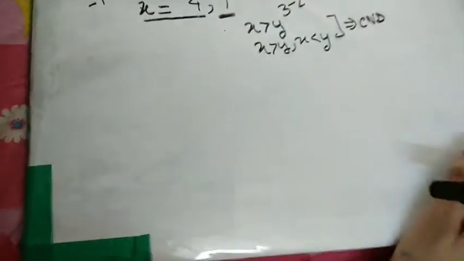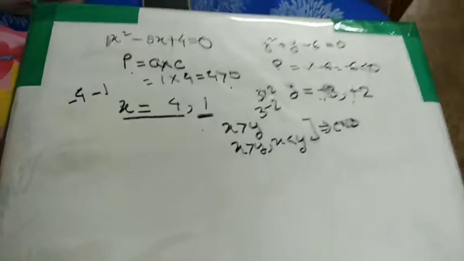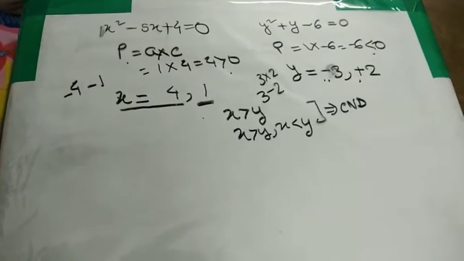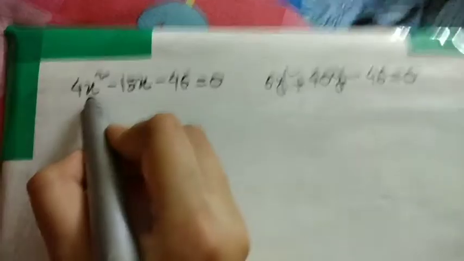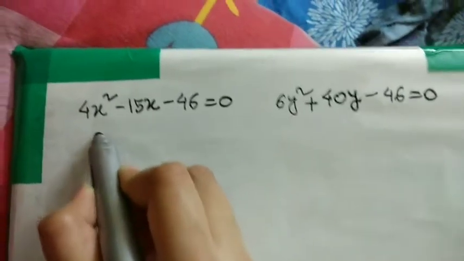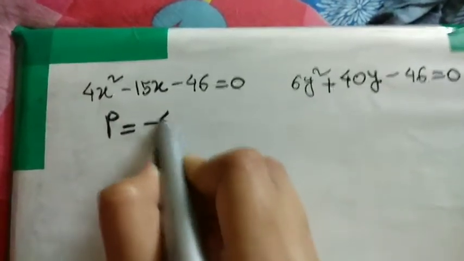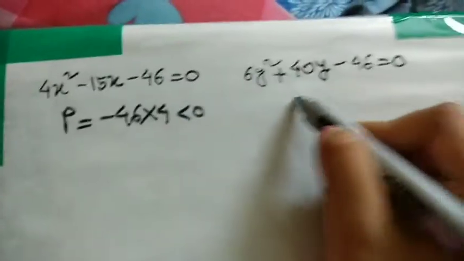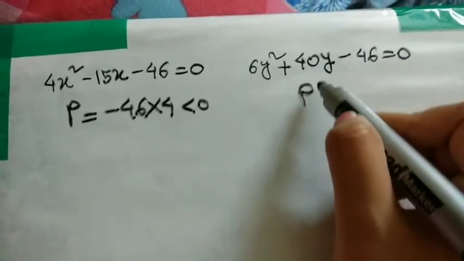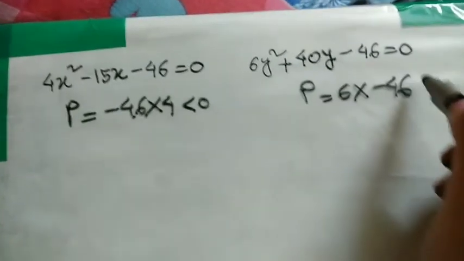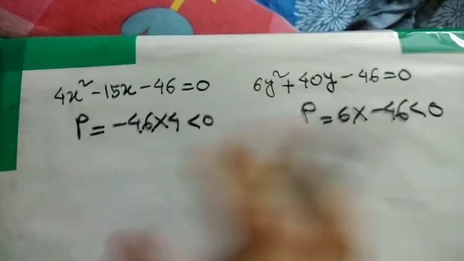Okay friends, see, this is how you solve it. And now we'll go to the next case. We have taken another two equations. Here the product is -46 into 4, which is less than 0. And in this next equation, product is 6 into -46, which is also less than 0. Therefore, both the products are less than 0.